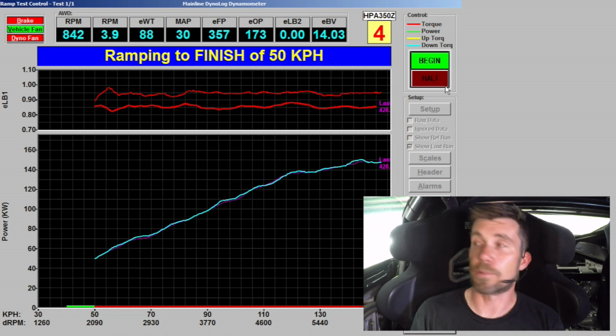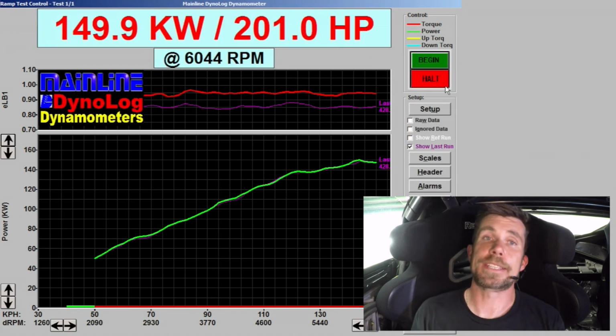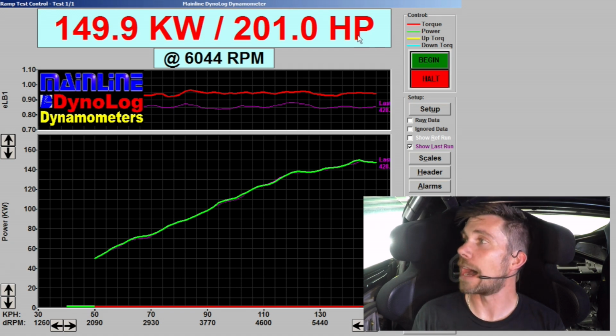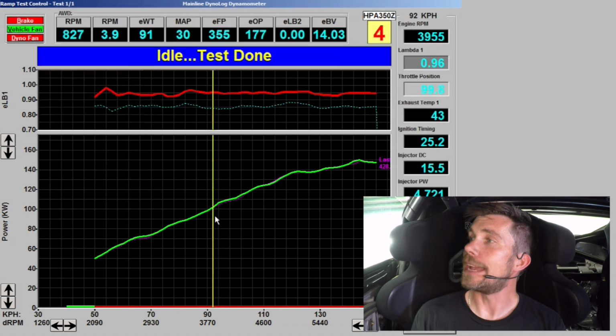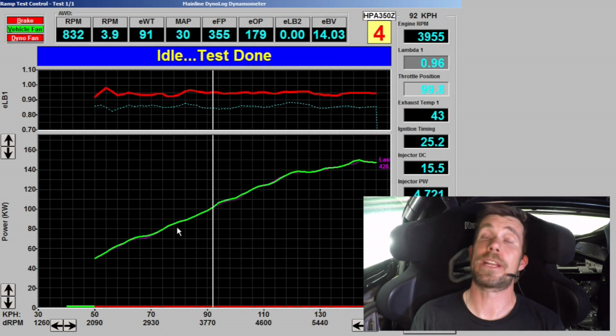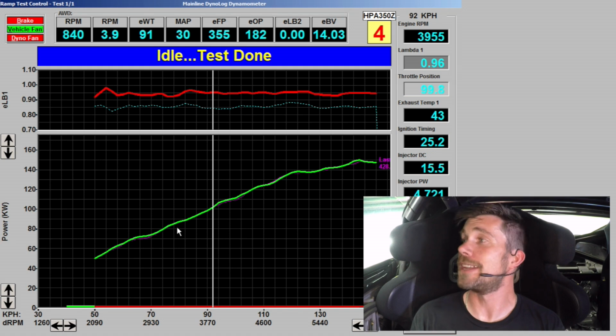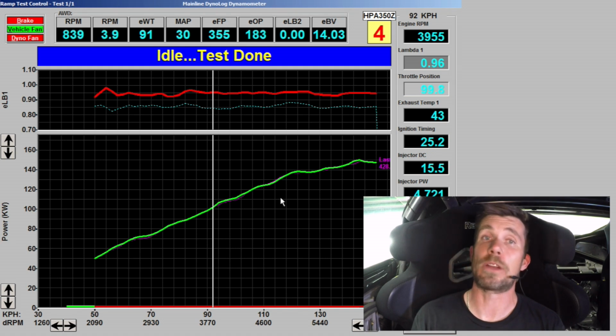So this is our third ramp run done, and you can see that our results are almost identical to our first run, less than 0.5% difference between those runs. So we've got 149.9 kilowatts or 201 horsepower at the rear wheels. Again, because we've overlaid that with our last graph, you can see the green run, our power is almost identical throughout that entire run compared to our last run at 0.86 lambda.